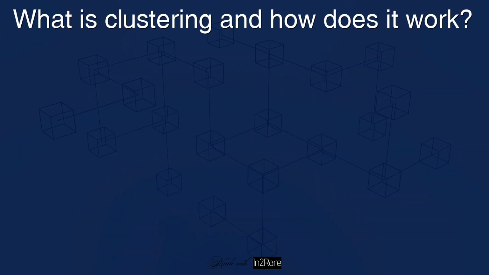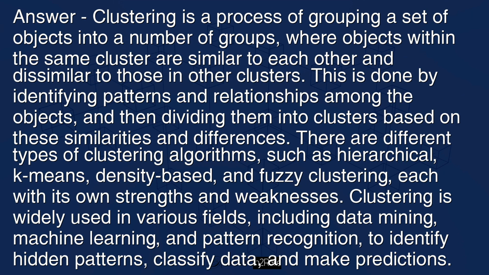What is clustering and how does it work? Answer: clustering is a process of grouping a set of objects into a number of groups, where objects within the same cluster are similar to each other and dissimilar to those in other clusters. This is done by identifying patterns and relationships among the objects and then dividing them into clusters based on these similarities and differences. There are different types of clustering algorithms, such as hierarchical, k-means, density-based, and fuzzy clustering, each with its own strengths and weaknesses.